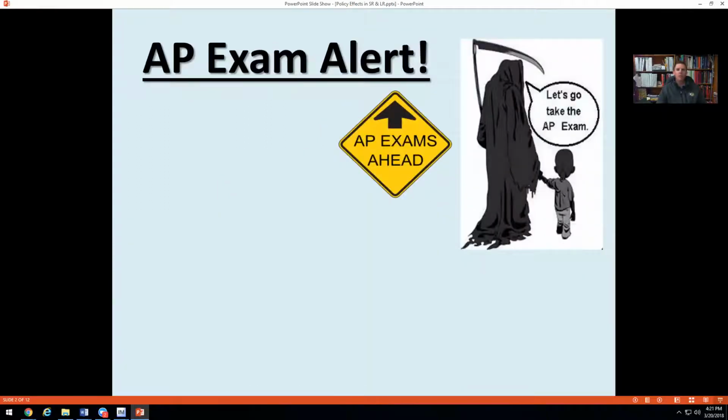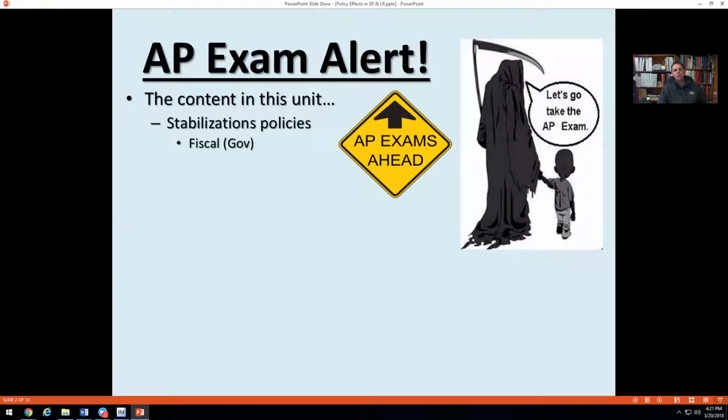This is an AP exam alert. As you can imagine, I've said before, this is a huge chunk of the AP test. Stabilization policies, fiscal policy, monetary policy, both affecting the aggregate demand curve. The government and the Fed, through their policies, fiscal and monetary, do not affect aggregate supply. They affect AD. The government can do things policy-wise that affects AS, but it's not through fiscal policy.